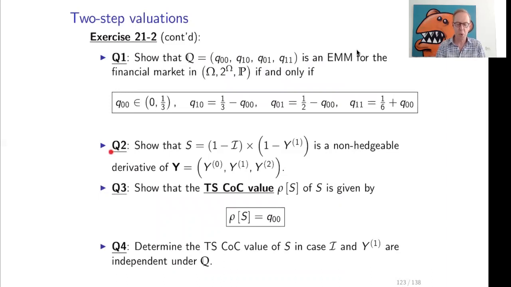Now, let us show that the claim S, which is 1 minus I multiplied by 1 minus Y1, is a non-hedgeable derivative of Y. It's a derivative of Y, that's obvious, because it is a function of I and Y1, and I is equal to Y2. So it's a function of the traded assets, but it is non-hedgeable. Let us try to prove that.